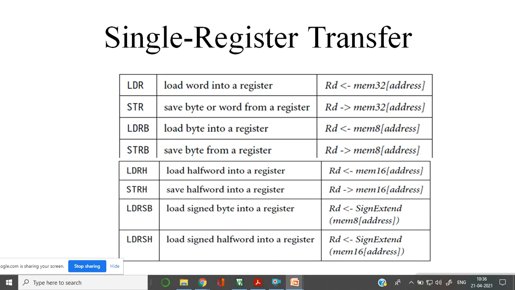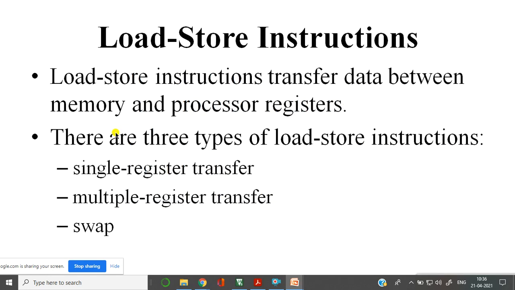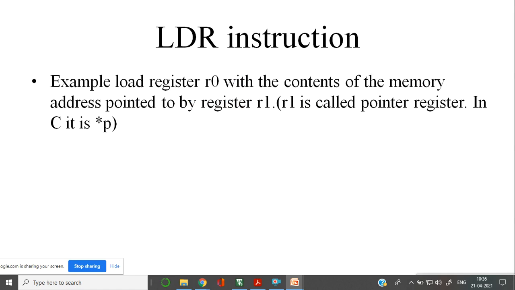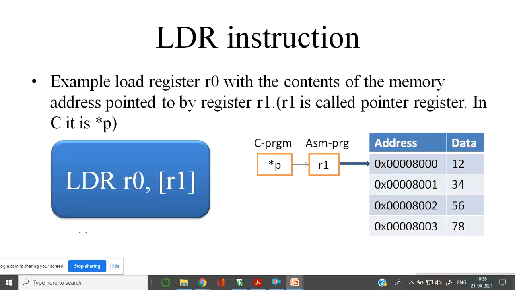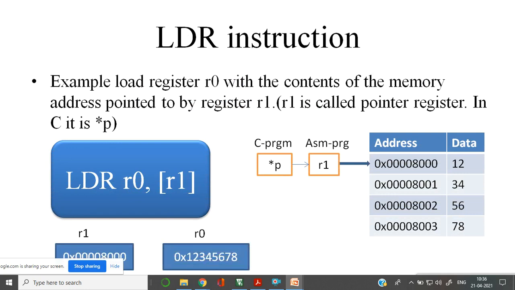In the previous class, we started with single register transfer, so we understood how LDR and STR work. Today, we'll see a few demonstrations of the same. In the last class, we also understood the LDR instruction working with a simple example, right? So, LDR R0 comma R1.